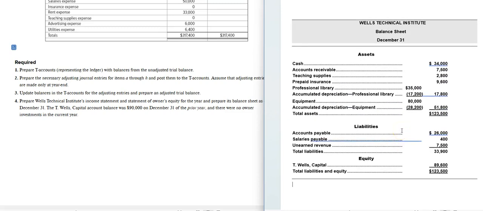Essentially what we have done in that last problem is we looked at our unadjusted trial balance, we adjusted it to the point where we were ready to prepare financial reports. And so now we've got the financial reports prepared. We're ready to do the final steps of the accounting cycle, which we will learn in the next chapter, closing the books.